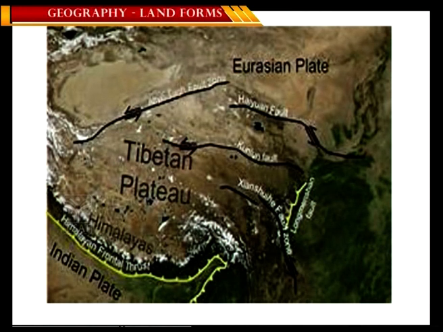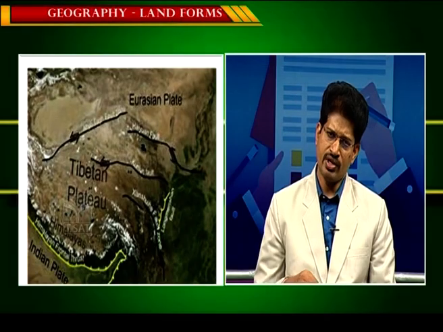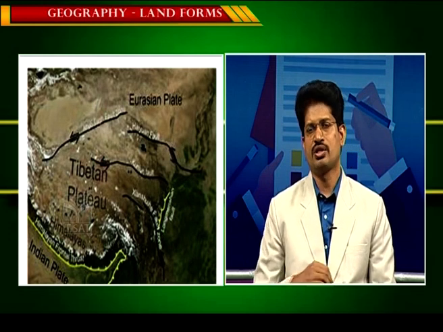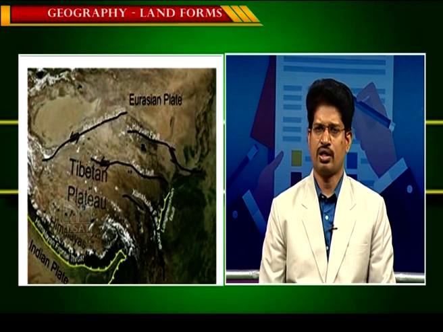For example, this Tibetan plateau which is being projected to you is being described as an intermountain plateau. These are known as intermountain plateaus because the plateau structure is being surrounded by mountainous regions completely, or at least a couple of sides are being surrounded by mountains.